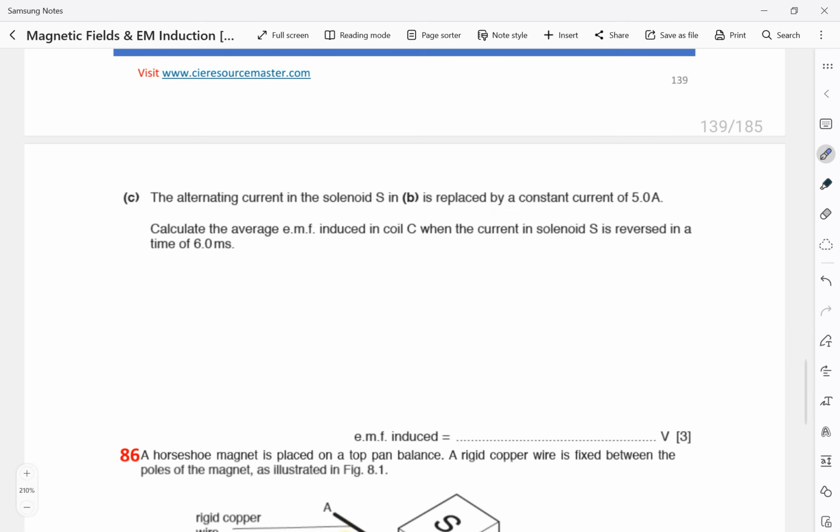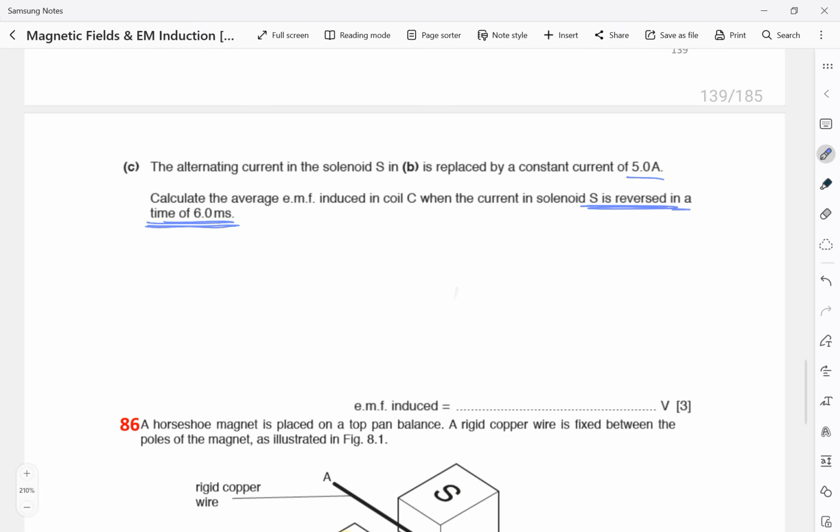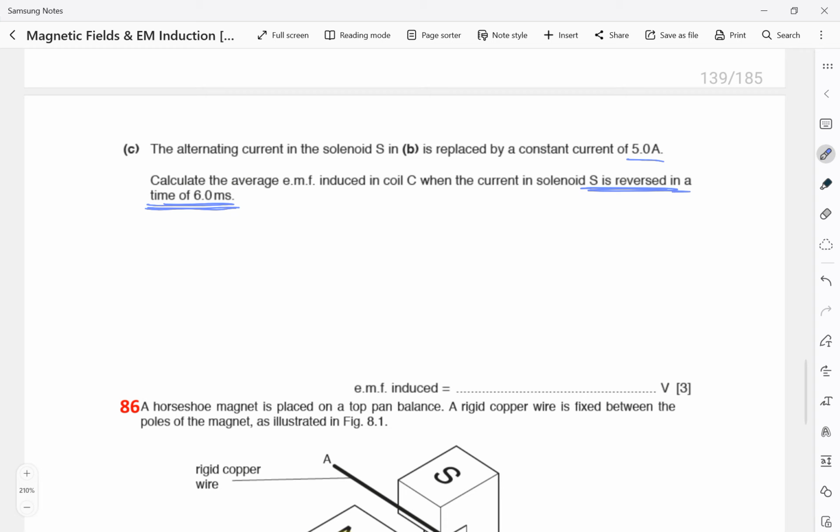Okay. The alternating current in the solenoid S in B is replaced by a constant current of 5.0 amperes. Calculate the average EMF induced in a coil when the current in the solenoid is reversed in a time of 6.0 milliseconds. So if the current is reversed, it means it goes from one maximum through 0 to another maximum. So this time here is between two maxima. So the time from maximum to 0 is half of this. Since the current is reversed, the time to reach maximum current in one direction from 0 is going to be half of that.